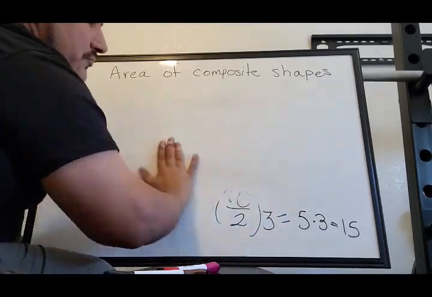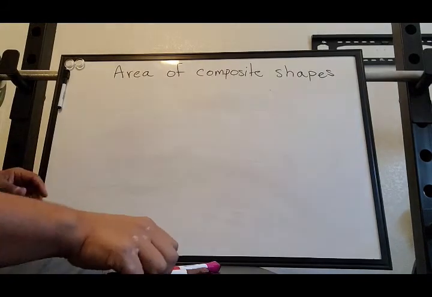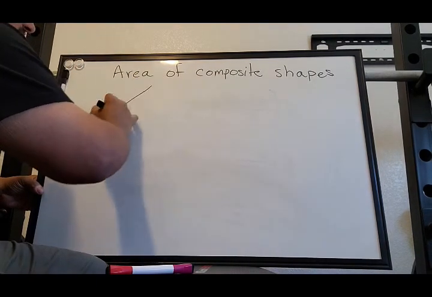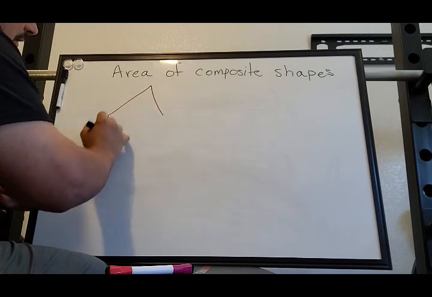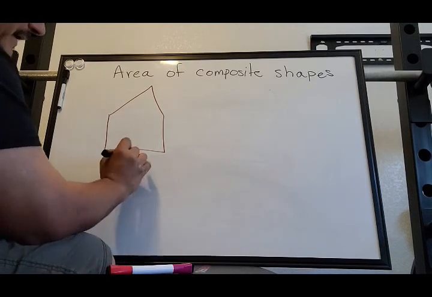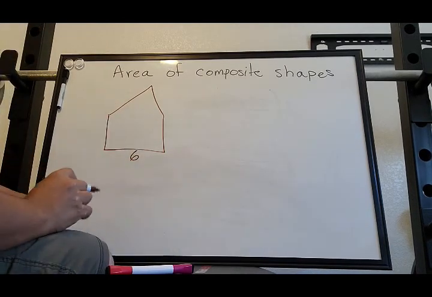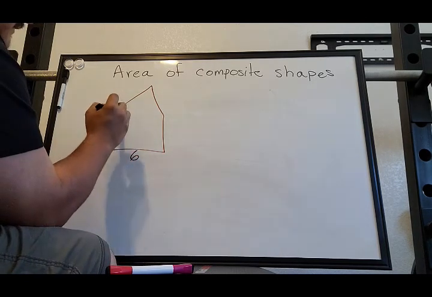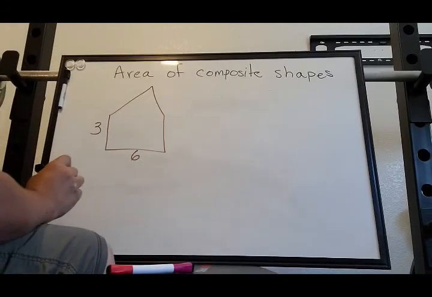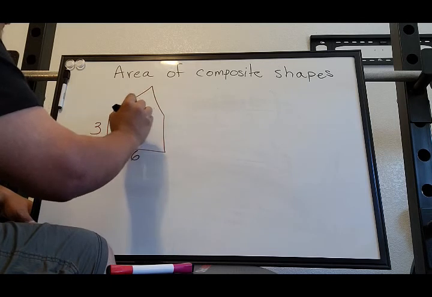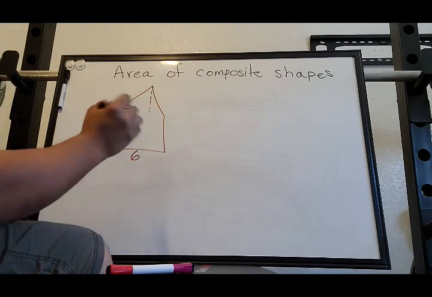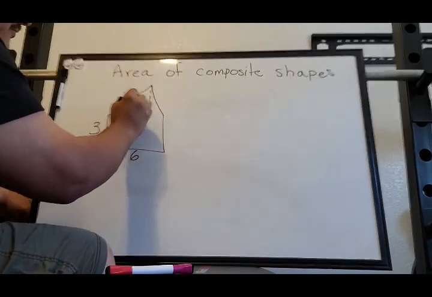Now, let's move on to finding the area of composite shapes. In this case, I'm going to draw a pentagon that is not all too perfect. We'll mark this bottom base as 6, and we'll mark that this height is 3, and this height, which is only the roof of the house, is 2.